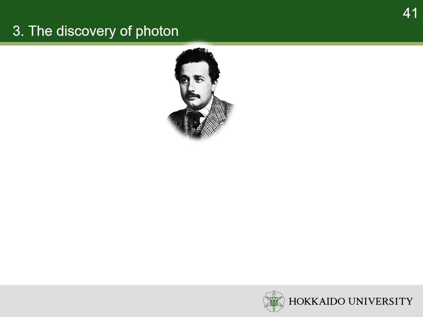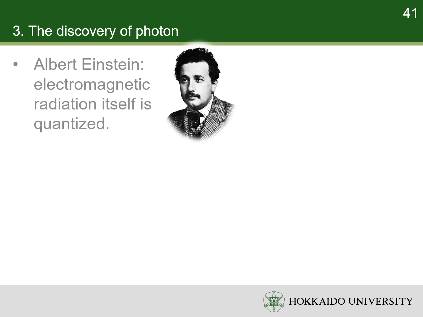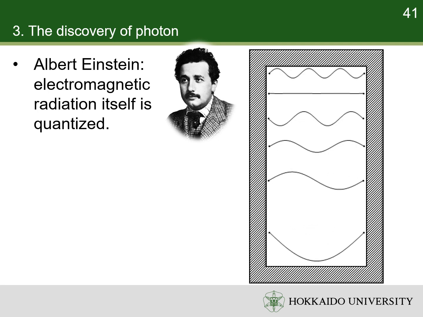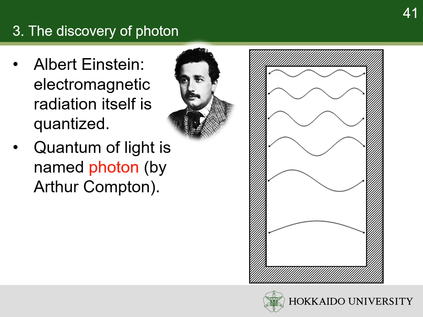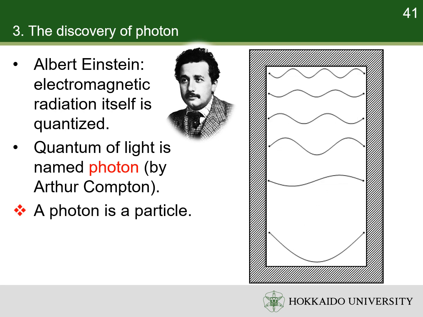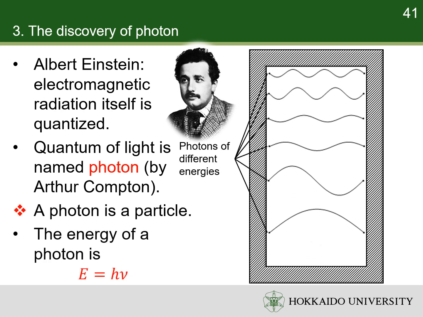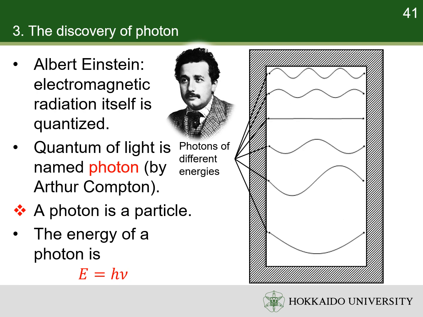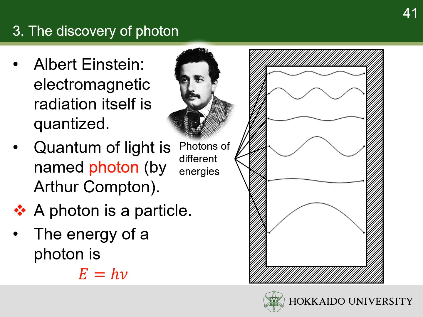In 1905, Albert Einstein published a paper advancing Planck's light quanta hypothesis to explain experimental data from the photoelectric effect. Einstein theorized that the hypothetical oscillators do not exist. The electromagnetic radiation itself is quantized. The quantum of light was named photon by Arthur Compton in 1928. A photon is a particle. The energy of each photon is equal to the frequency of light multiplied by the Planck constant. It is the same as Planck's relation.